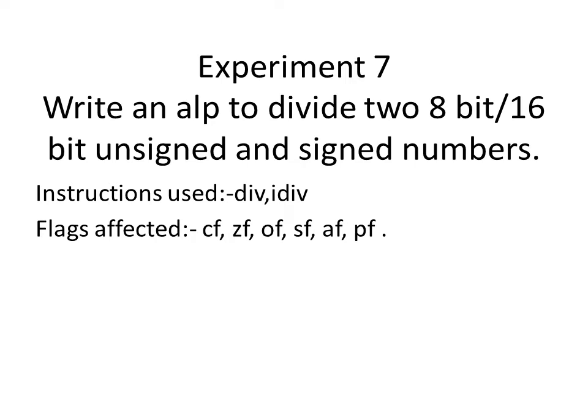Hello, and now we'll see experiment number 7 of microprocessor. Experiment number 7 is write an ALP to divide two 8-bit or 16-bit numbers, which may be unsigned numbers or signed numbers. The title of the experiment is write an ALP to divide two 8-bit or 16-bit unsigned or signed numbers.